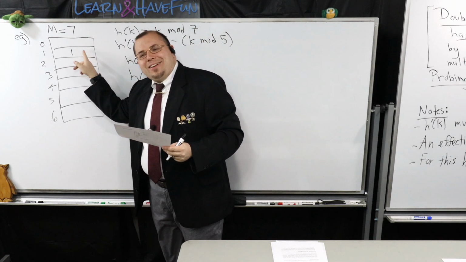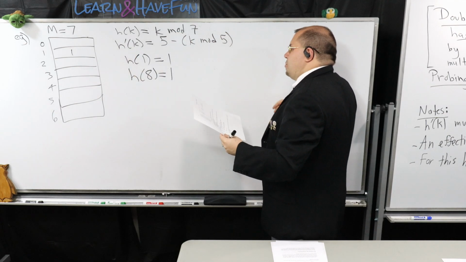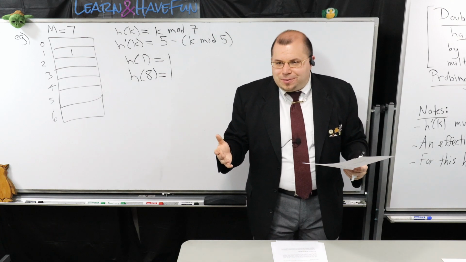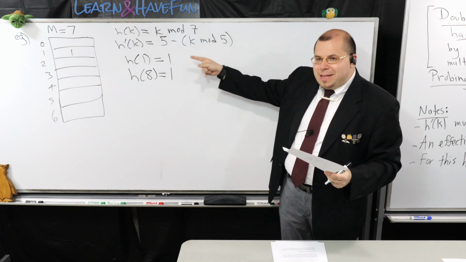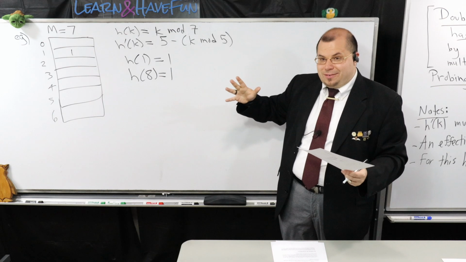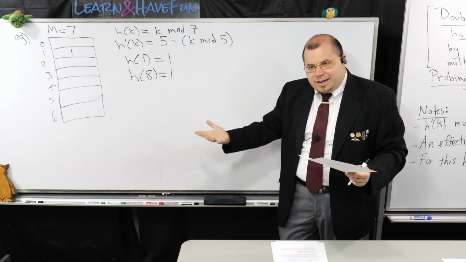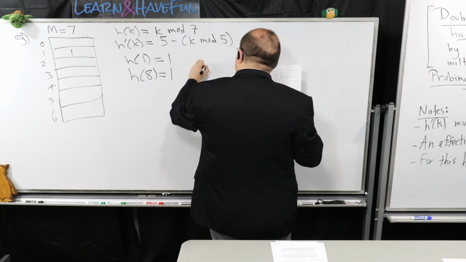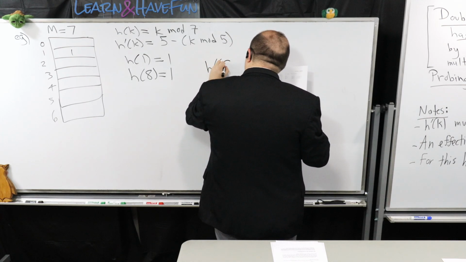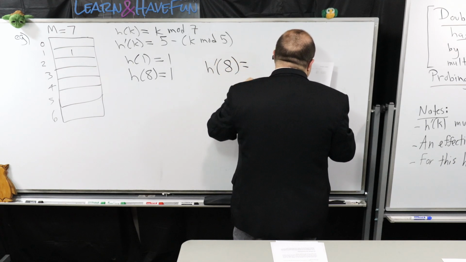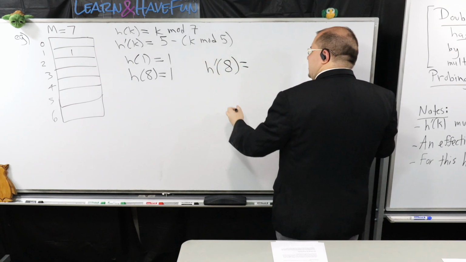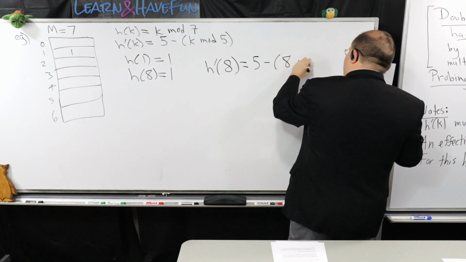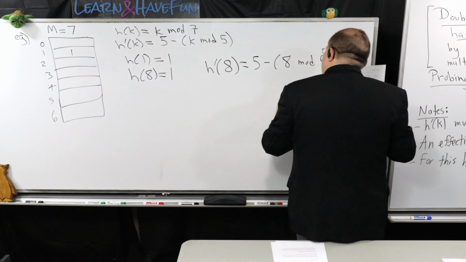We have a collision right here. So what do we have to do then? Remember, we're not going immediately to the next spot. We're going to use the secondary hash function. So let's compute h prime of 8 to find out how big the hop is going to be. It's 5 minus 8 mod 5.